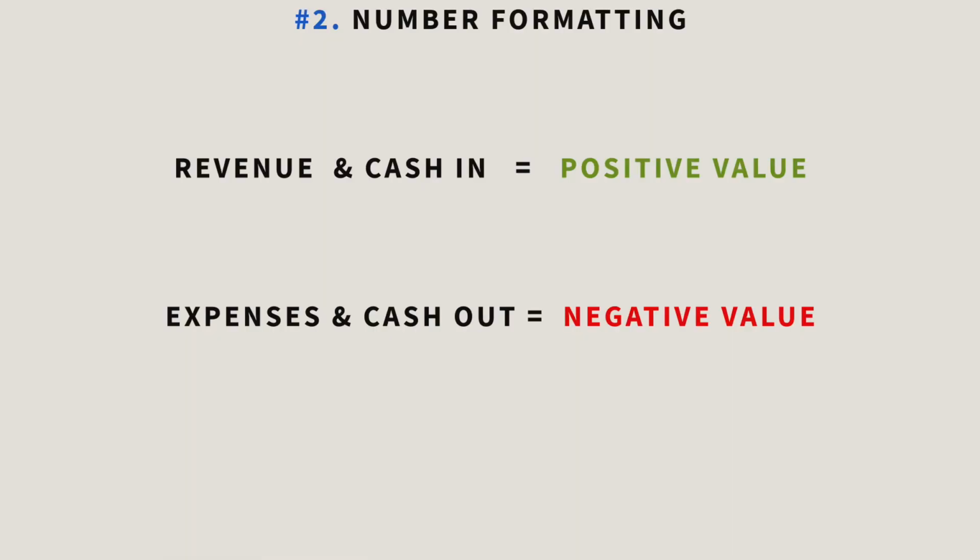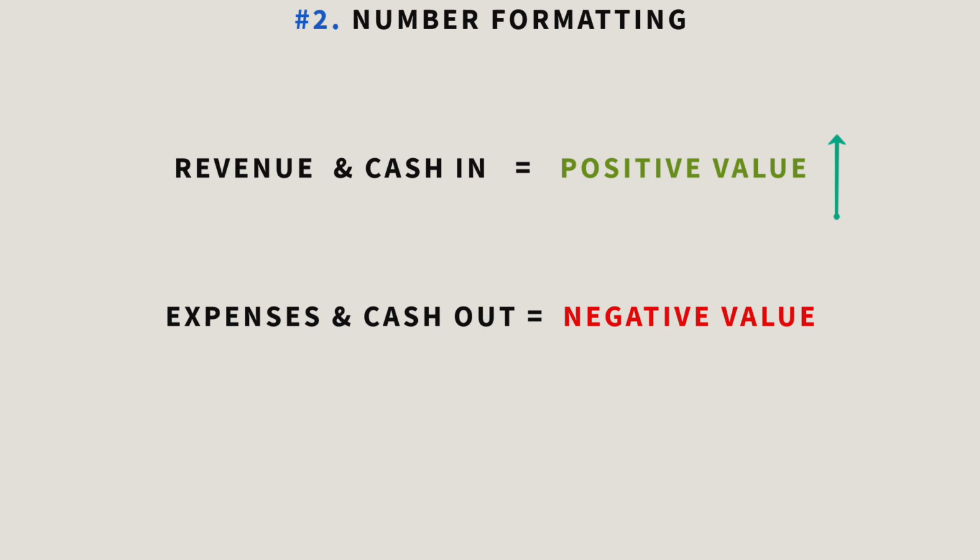Then the second thing is about your number formatting. Now generally your revenues should be positive and your expenses should be negative. Cash coming into your business should be shown as a positive number, while cash going out of your business should be shown as a negative number. The reason for this is that it's intuitive for most people. You know that when you see a positive number, it's an increase or something going up. When you see a negative number, you know it's a decrease or something going down.